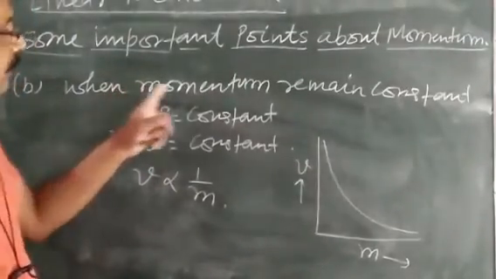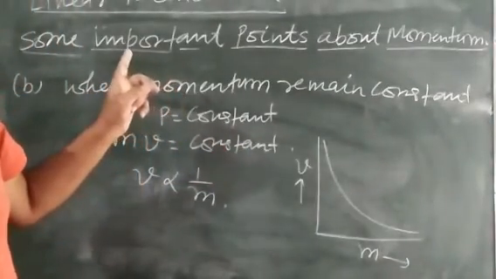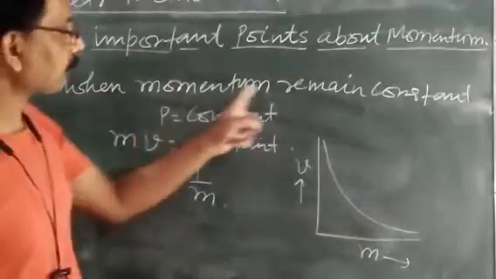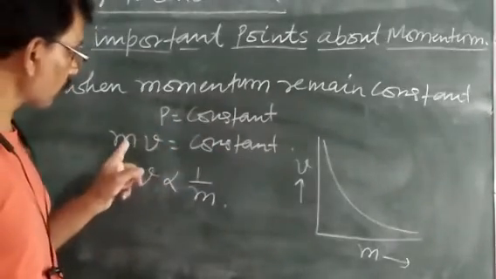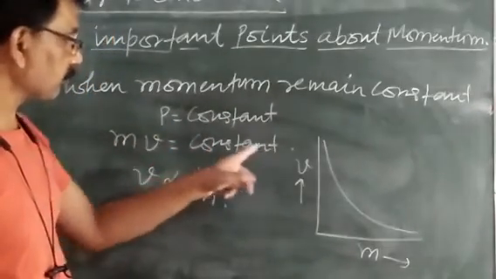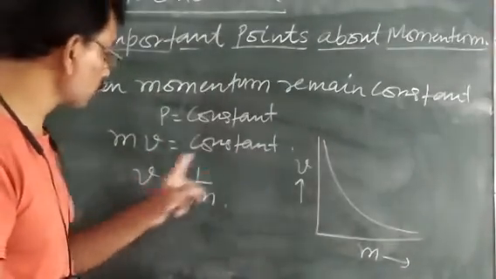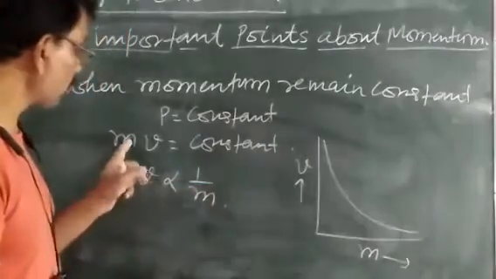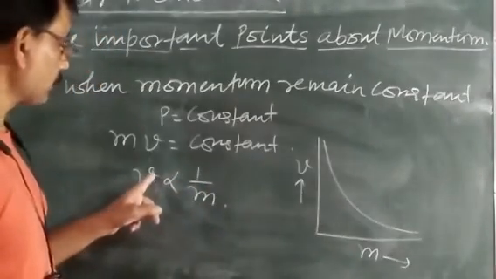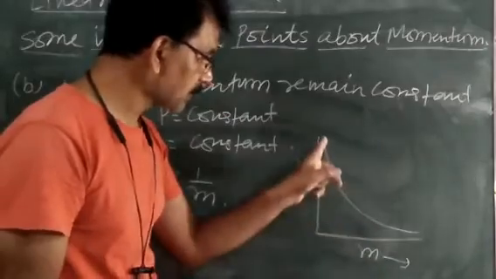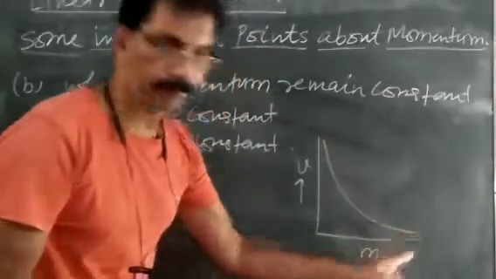Second case, when momentum remains constant. पहले हमने क्या constant किया था? In the first case, you took mass as constant. Now, when the momentum remains constant, P is equal to constant. It means P is equal to mv, so mv is equal to constant. And when mv is equal to constant, you can say v is inversely proportional to m. जैसे हम कहते हैं pv is equal to constant, तो p is inversely proportional to v, उसी तरह से if mv is equal to constant, so you can say v is inversely proportional to m. It means the graph between v versus m is called a rectangular hyperbola graph, since v is inversely proportional to m.